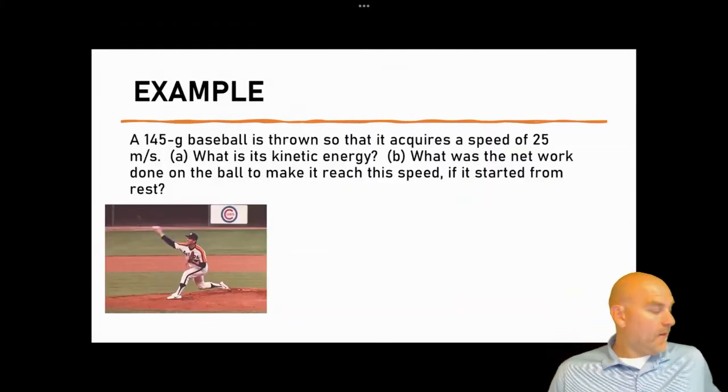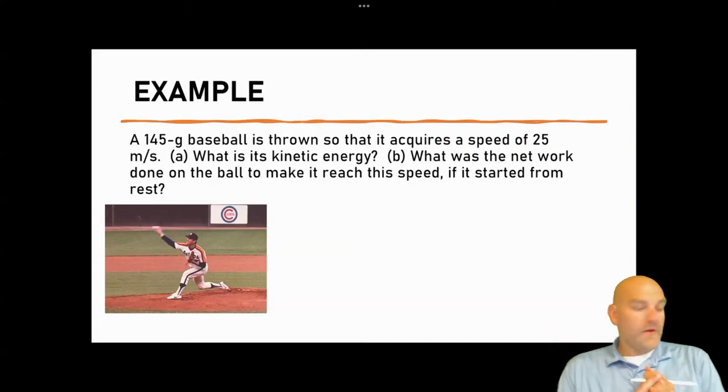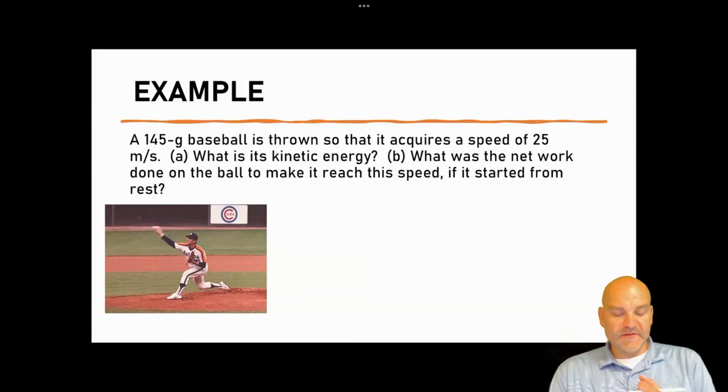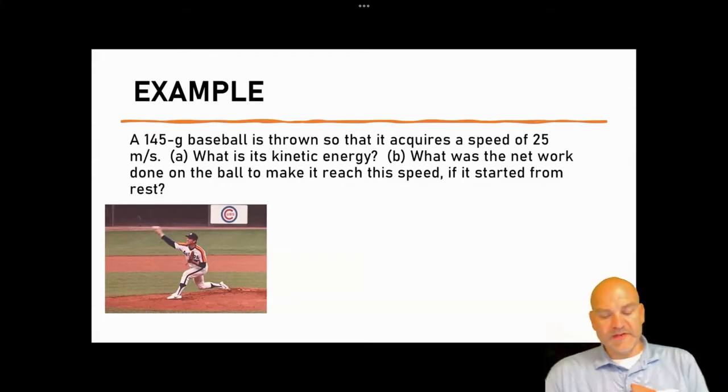So let's look at an example. Actually, we're going to look at two examples. So first thing, we've got a baseball that's thrown. It reaches 25 meters per second of speed. What is the kinetic energy? What was the net work done on the ball to make it reach that speed if it was started from rest?